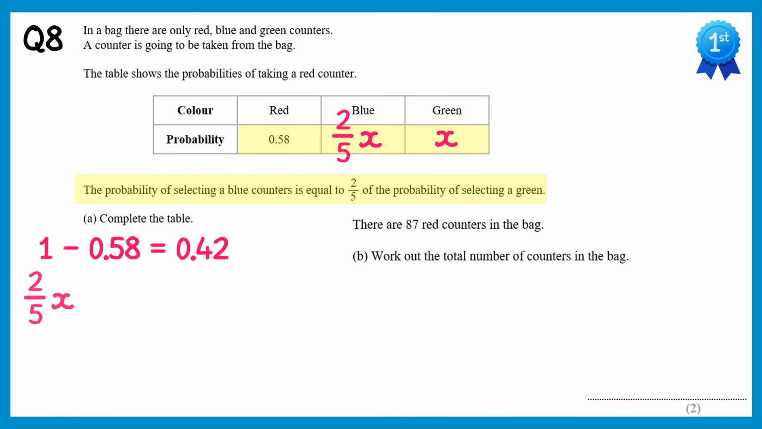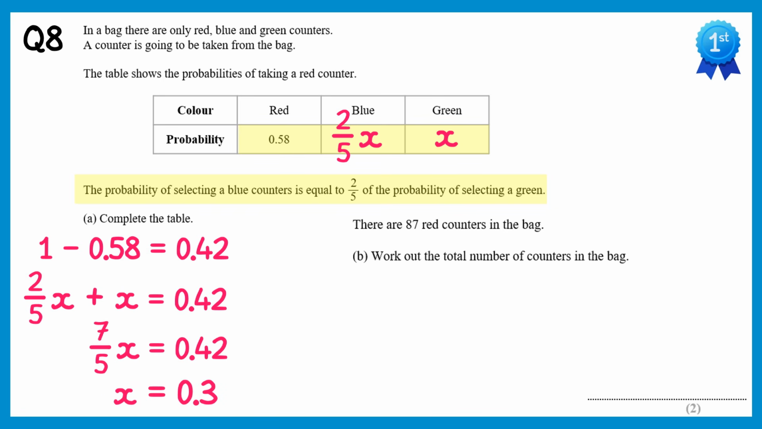So we've got 2/5 x, add 1x, is 0.42. If you add 2/5 x to 1 whole x, you've actually got 7/5 x. And this equals 0.42. And you can solve this just by timesing by 5 on both sides, then dividing by 7, and this will give you x equals 0.3. So we find that x is 0.3, so we've got the probability for green. And then if we do 2/5 of 0.3, again, just use your calculator here, type 2/5 times 0.3, that'll give you 0.12.